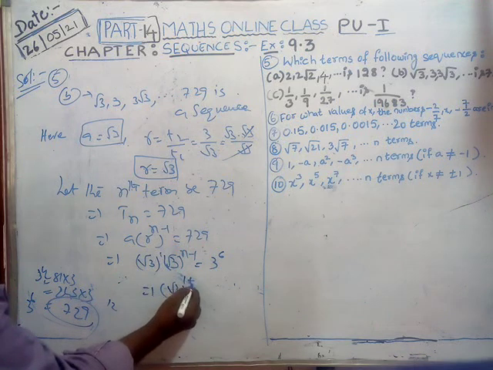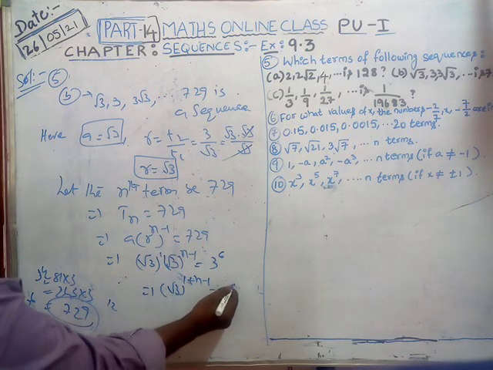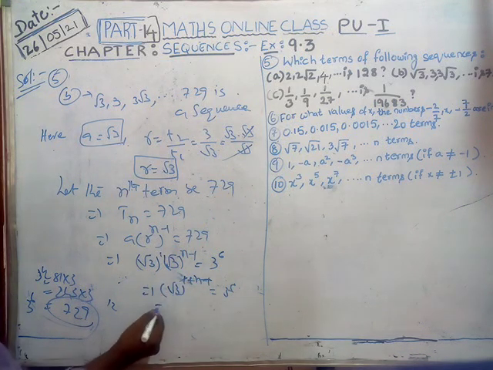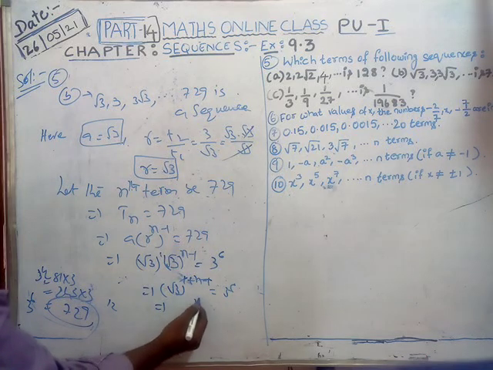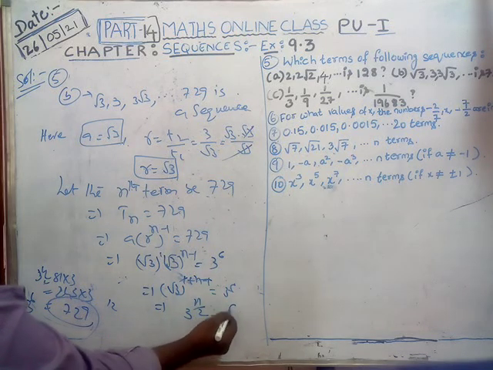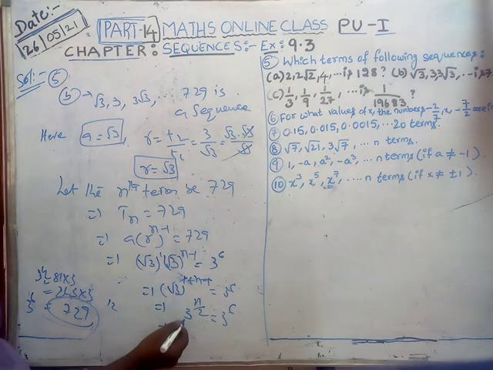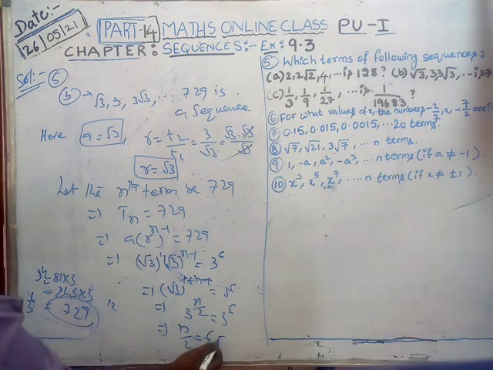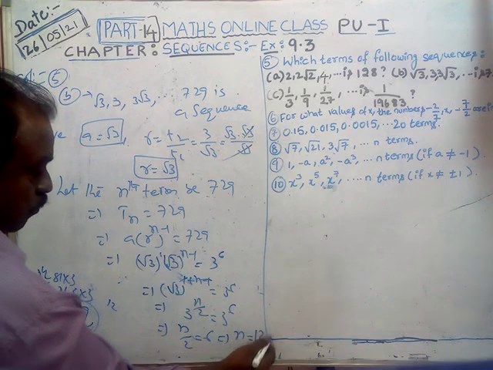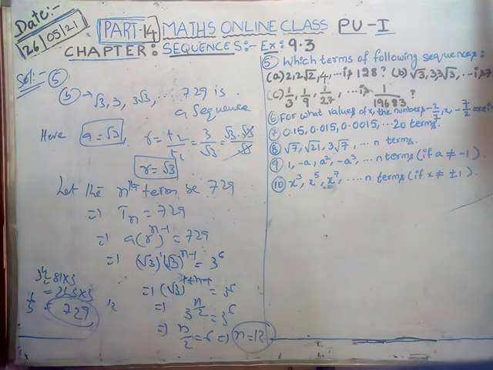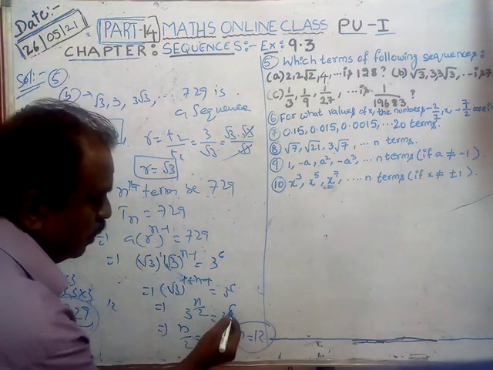Here it is 1 plus n minus 1 is equal to 3 power 6. 1 cancels. Here it is 3 power n by 2. 3 power 6 is there. So bases are equal. n by 2 is equal to 6. That implies n is equal to 12. Okay? It is simply arithmetic.